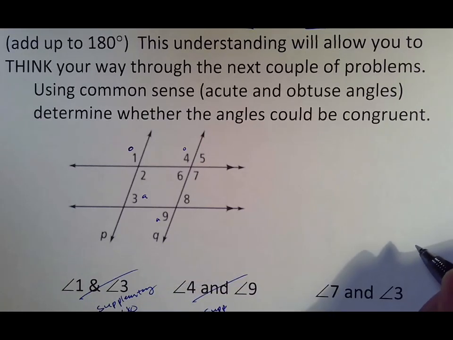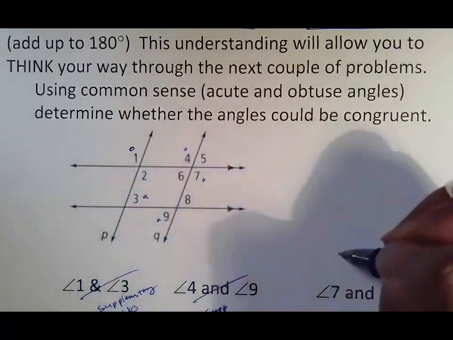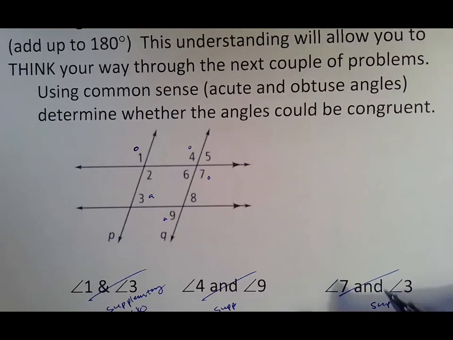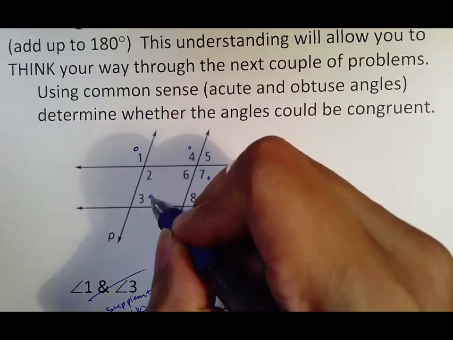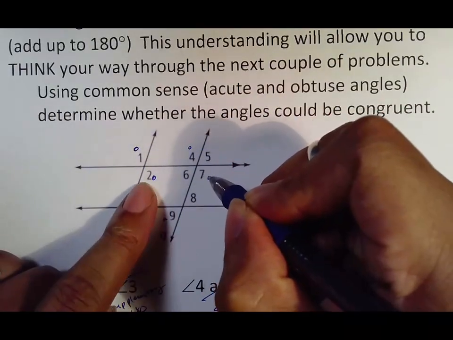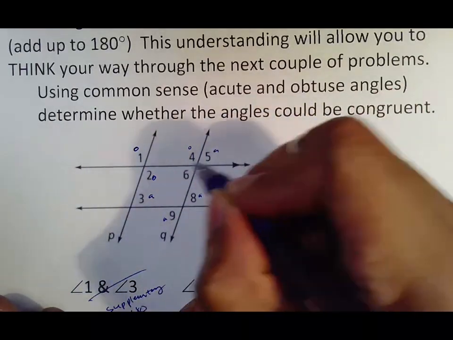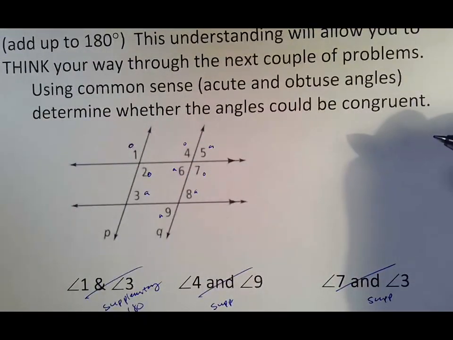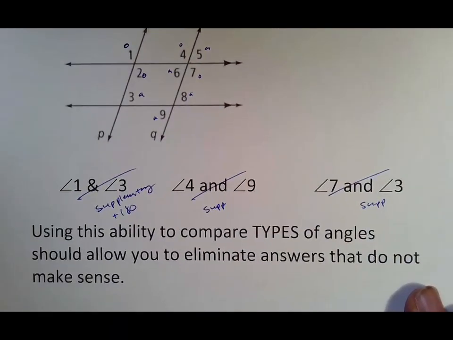What about 7 and 3? Let's see, 7 is obtuse, 3 is acute. These also would be no, they're supplementary. But 7 should be congruent to 4, should be congruent to 1, just like it should also be congruent to 2 because that's also obtuse, just like 3, 9, 8, and 5. Anything that has an A by it should all be the same in this picture. Anything that has an O by it should all be the same in that picture. So using that ability to compare types of angles should allow you to eliminate answers that don't make sense, which is the main thing.